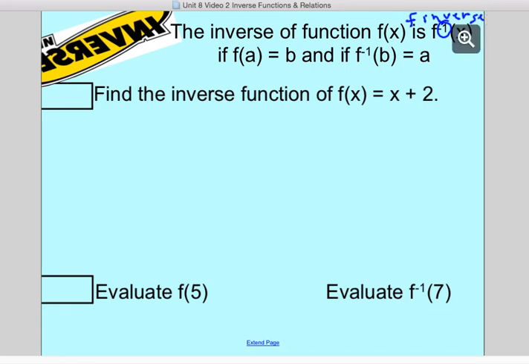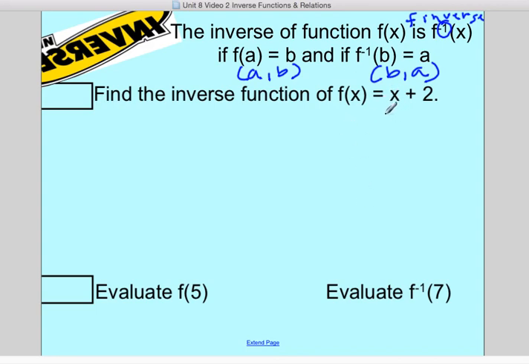That says if f of a equals b, then f inverse of b equals a. So essentially what it's saying is if you plug in a, you get out b. If you plug b into your inverse, you get out a. So they swap places, just like we were switching ordered pairs before. This is essentially the ordered pair (a, b). This is the ordered pair (b, a). Okay, so it says find the inverse function of f of x equals x plus 2.